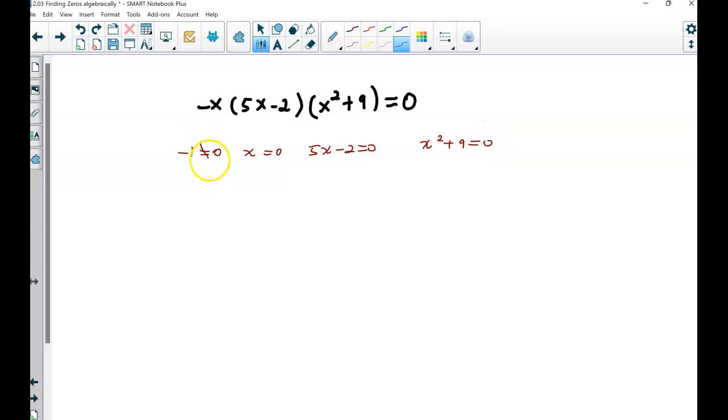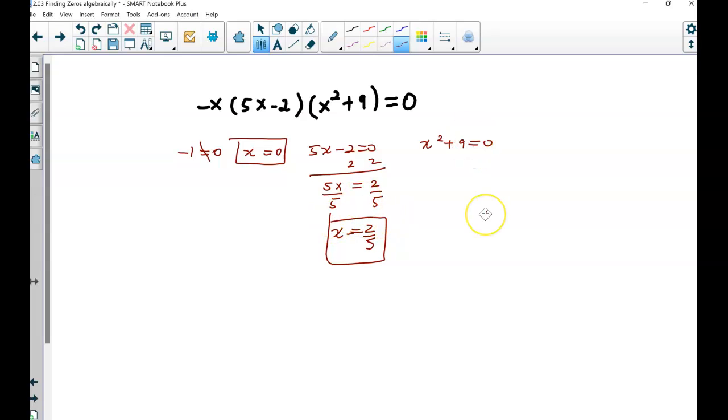For the first factor, well, that's just not true, and you're not solving for x, so you can basically ignore it. We have one solution as x equals 0, and then we're going to solve for x in this other linear factor by adding 2 to both sides and dividing both sides by 5. So we have 2/5.